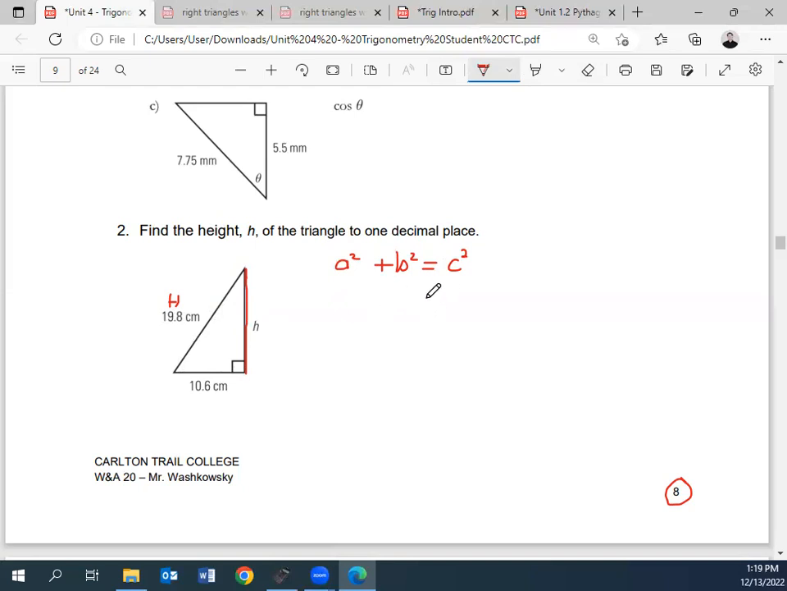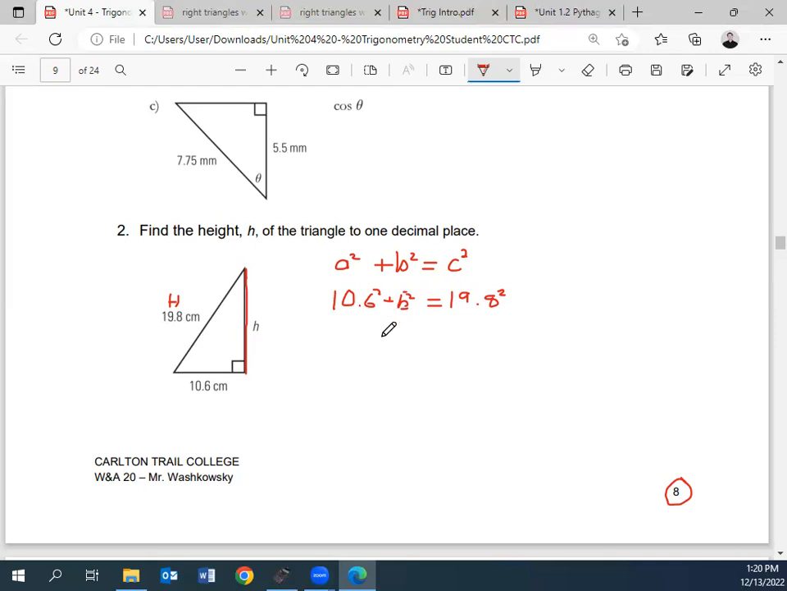So what's going to be my c squared here? 19.8, you betcha. So 19.8 squared. And then what's going to be my a squared? You bet. And then what am I going to put for b squared? I'm just going to put b squared there because I don't know what that is. So my next step here is, what do you think my next step would be, Aiden? Putting you on the spot.